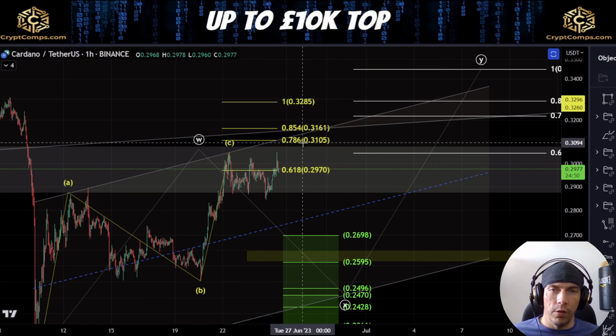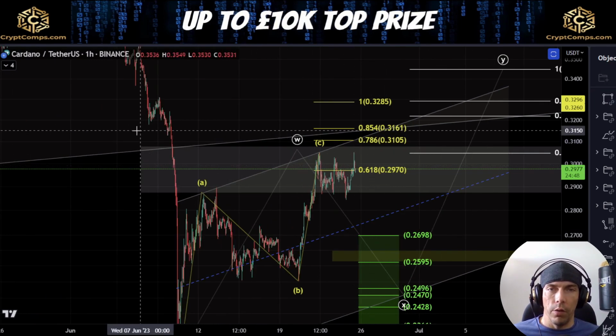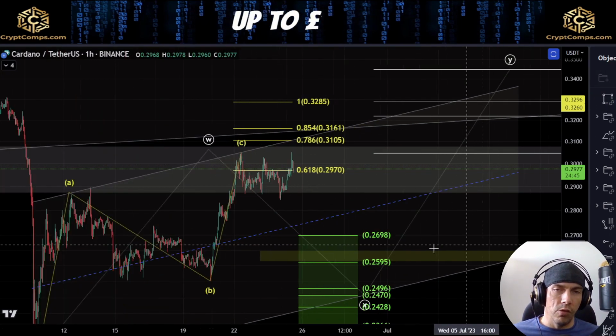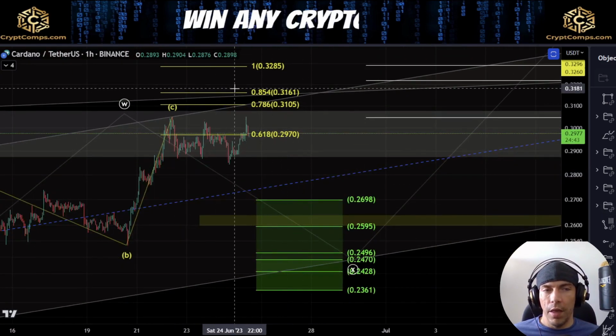Some other areas of interest, if we do look to continue to push up here, would be this 0.854 here at this 31.61 to this 31.05 region. Potentially bring us back into some structure higher up here. So going to be keeping an eye on that.